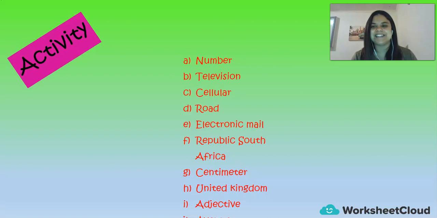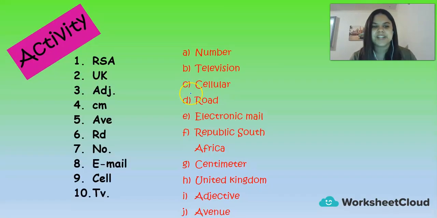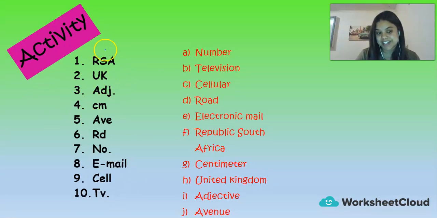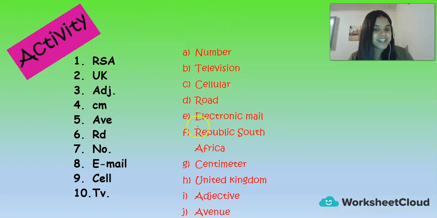So, activity time. So what I want you to do, grade 4s, is I want you to look at the abbreviations on this side, which is on the left side, and the answers are on the right side. And I want you to take some time to try and see if you can match the abbreviations to the answers. And I'm going to give you a few seconds to do that. And if you'd like to pause it now and write it down quickly, do the activity, go ahead. Otherwise, I'm going to give you a few seconds to see if you can quickly figure out the abbreviations. Time starts now.